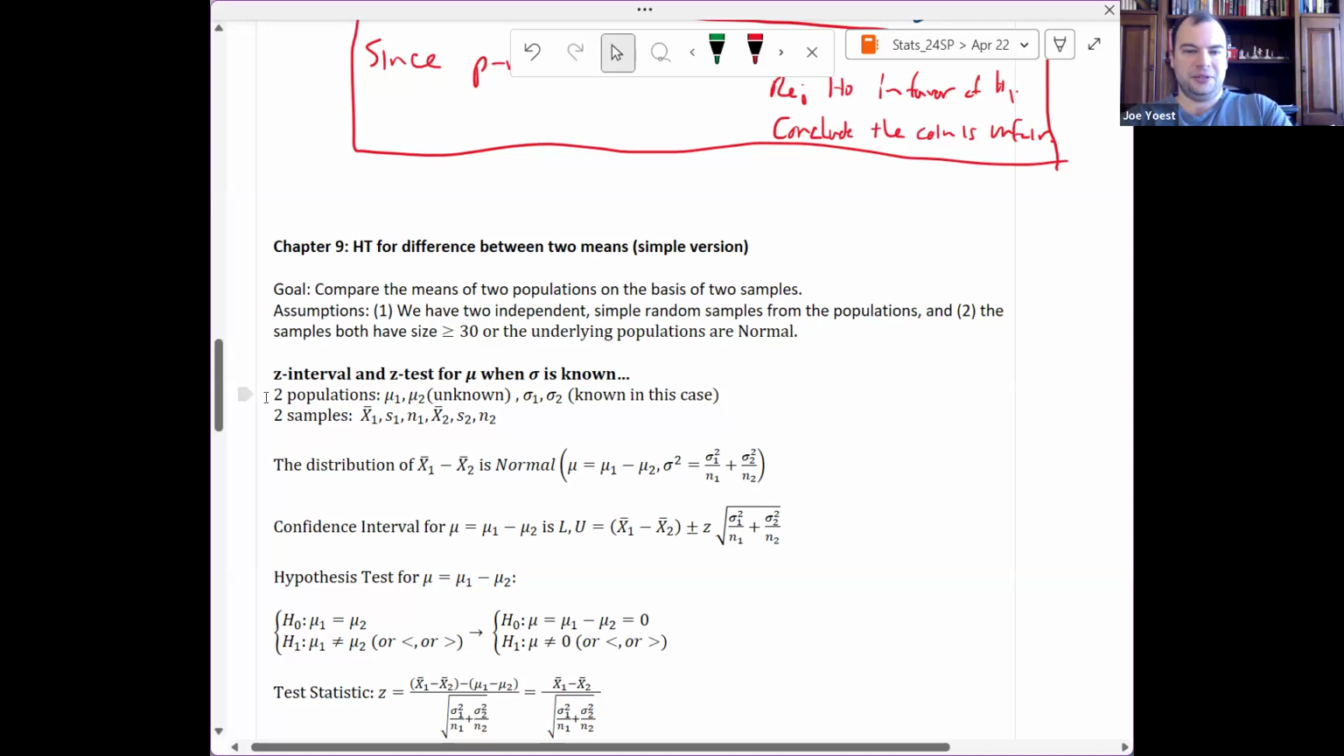So we have two populations. They have means mu1 and mu2, which are unknown, and standard deviations sigma 1 and sigma 2. And in this case, we'll assume that we know the population standard deviations, something that we had done before just to get off the ground. And then we also have two samples, one from population 1, where we have X bar 1, S1, and N1. We don't need S1 at this point, but we might need it in the future. So we have a sample mean, a sample standard deviation, and the sample size for the first group, and then the same for the second group.